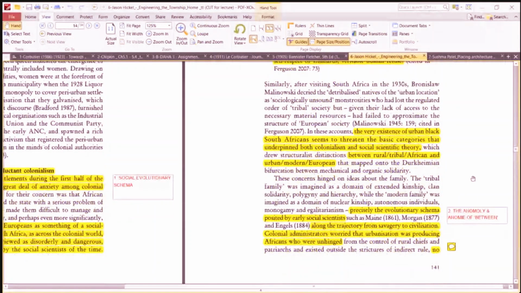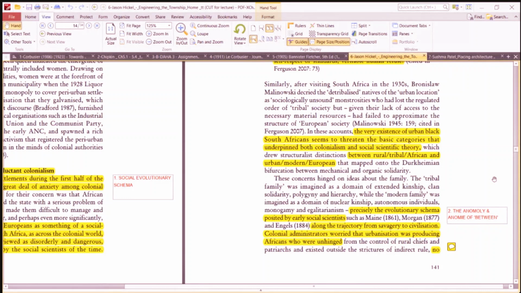So Jason Hickel continues. The very existence. So what are we doing now? We're linking those things we have been speaking about to the actual architecture and planning that was built through the 20th century, through the last years of colonialism and apartheid. We're linking the ideas, the cognitive grounds, the concepts, with the spaces and the plans that were produced. We're making that connection now.